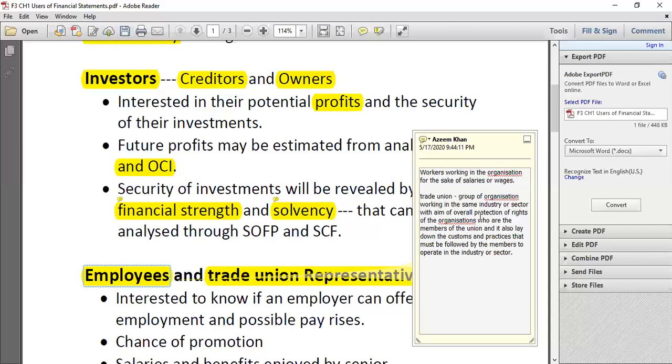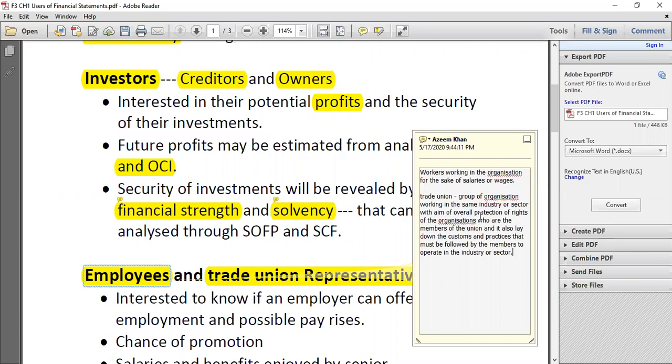So the trade union is a group of organizations working in the same industry or sector. It has an aim to protect the rights of the members, and also a purpose to establish customs, practices and principles that must be followed by the members to operate in the industry. For example, a group of organizations may set a custom that anyone operating in this industry should not sell goods on credit. They should set a fixed price and not decrease their selling price below this amount. They should operate in a specific region and not cross those borders.